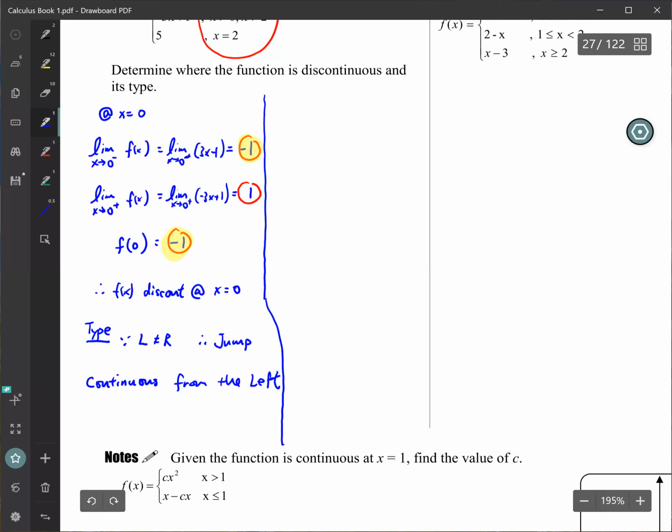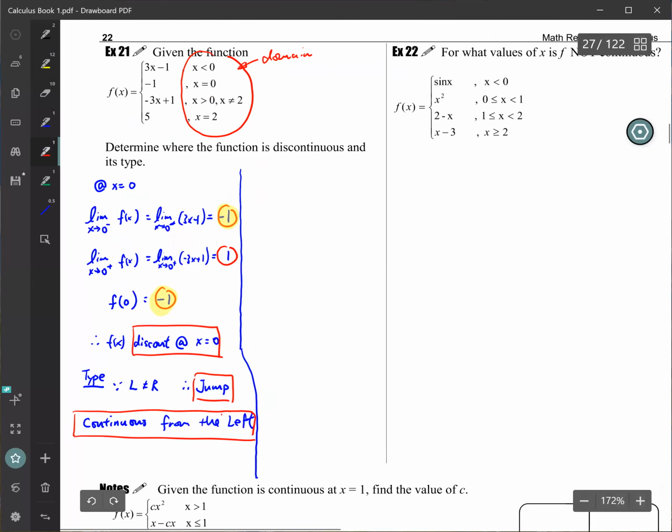Okay, those are the three answers that we want to figure out. Now I would like you to try the second point. The second place we want to check is x equal to 2. Please try this one as well. Once you finish, you can raise your hand.